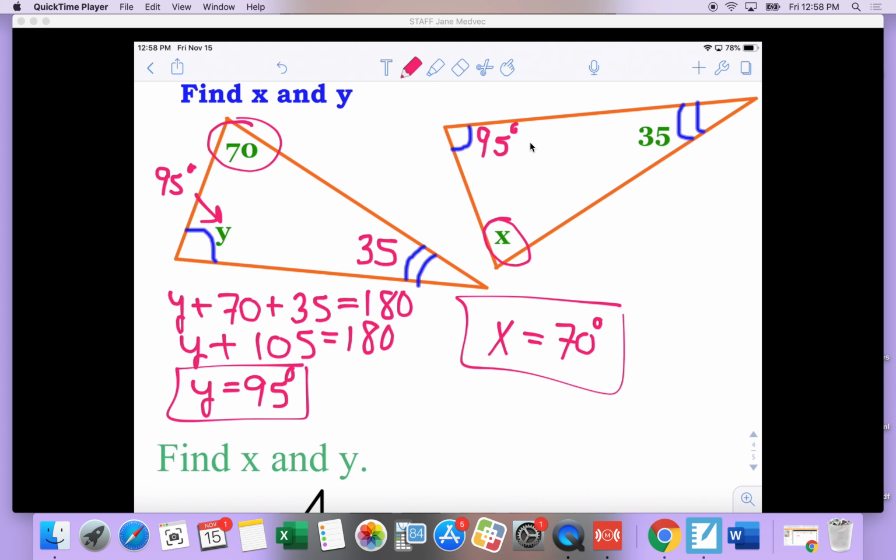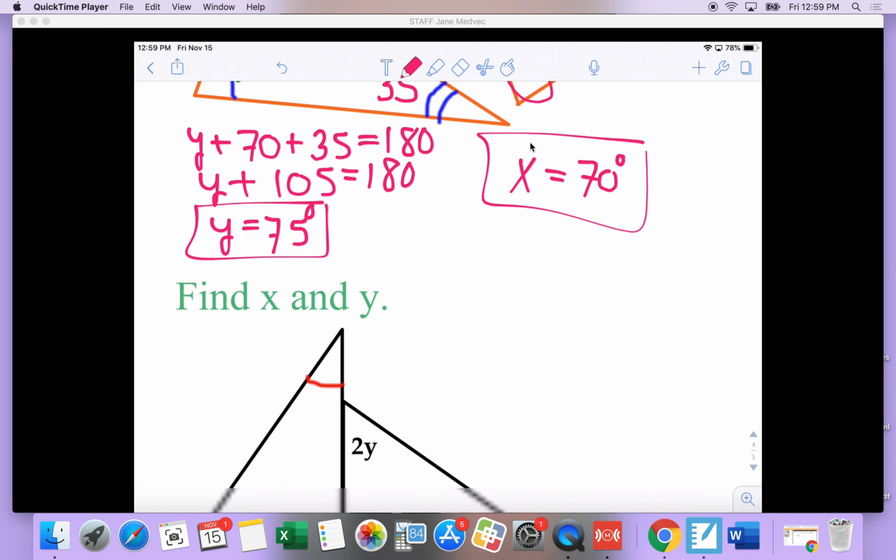Questions? Yes, no, maybe, right? Why be 75? Because 180 minus 25. I'm sorry, it's not 975. I'm sorry, thank you. I'm glad you caught that. It's 75. Thank you. My bad, I added wrong. There we go. Is that better? Yes? Yeah, thank you. You're right. But X is still 70. Yeah, good. I'm glad you said something. All right, let's keep going.